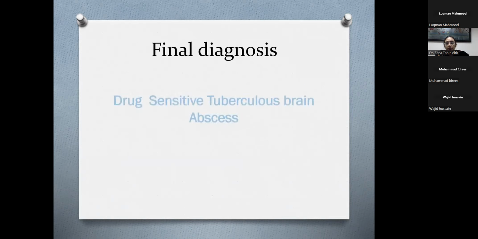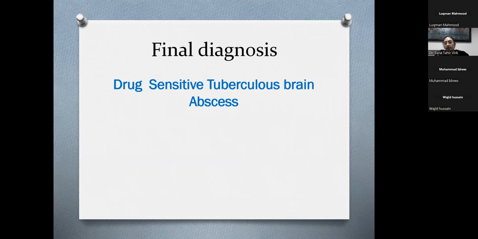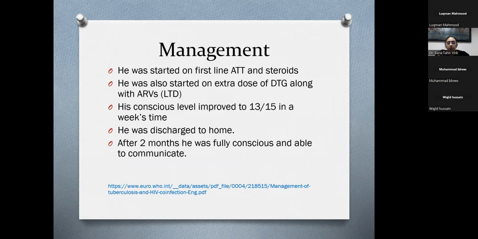So the final diagnosis was drug sensitive tuberculous brain lesion. He was started on first line ATT and steroids. He was also started on an extra dose of DTG, as he was already on first line ARVs. His conscious level improved from 9 to 13 in a week's time. He was discharged home and called up for follow-up, which he attended after 2 months, and he was fully conscious and was able to communicate with us.